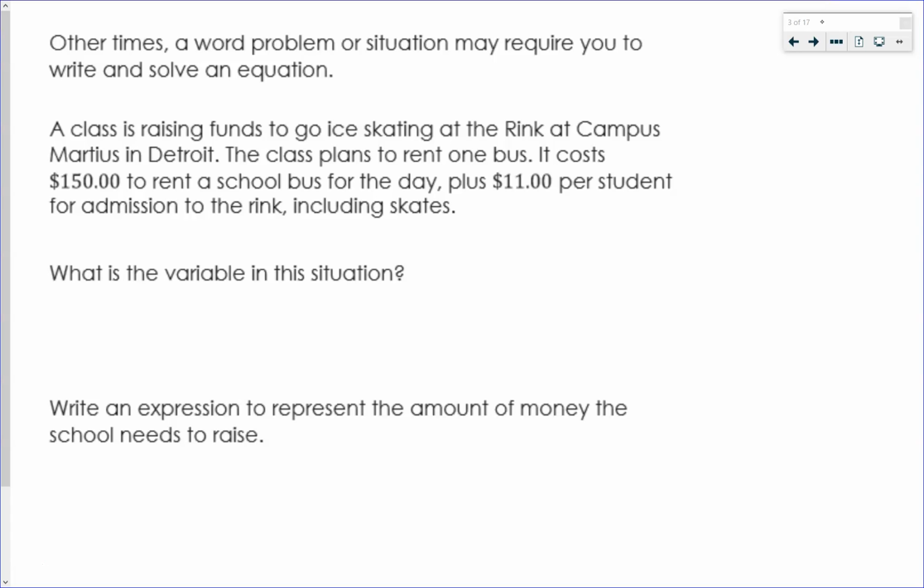All right, so the variable is the piece we don't know. All right, so I look at what am I spending money on? We're spending money on a bus, right? $150 for a bus, and we're spending money on students to skate. I already know we're going to get one bus. That's known. What I don't know is how many students there's going to be. So we're going to say x equals number of students.